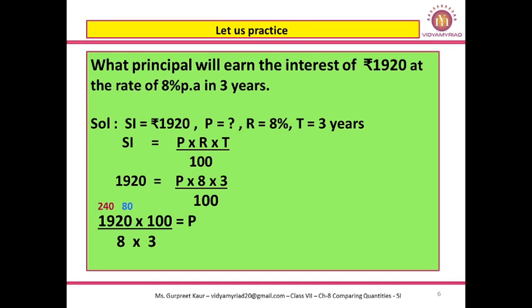You will get 1920 as your interest. Put it there. P will remain as P because we don't know. Cross multiply, cut the values, and at the end you will find that your principal comes to rupees 8,000. So if you calculate 8% on 8,000 for 3 years, you will get simple interest as 1920. You can recheck at your rough column.